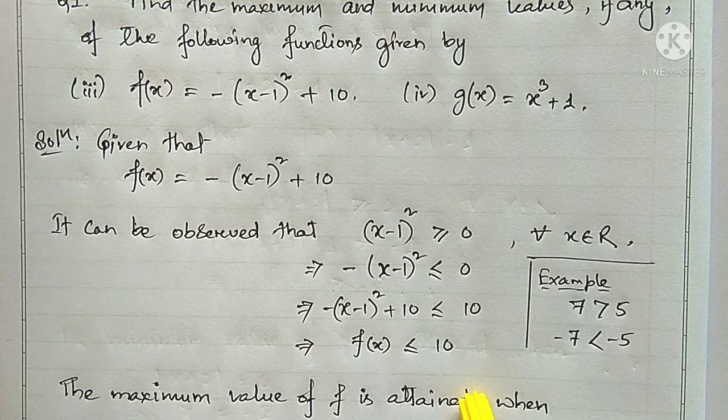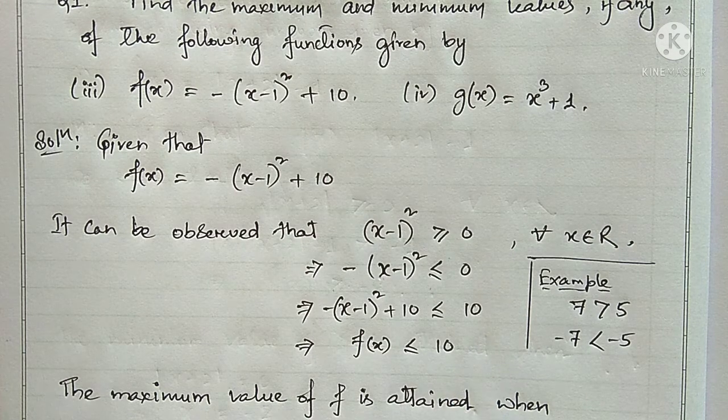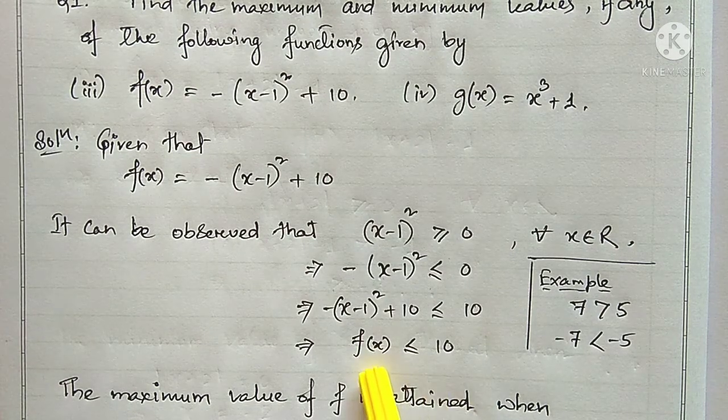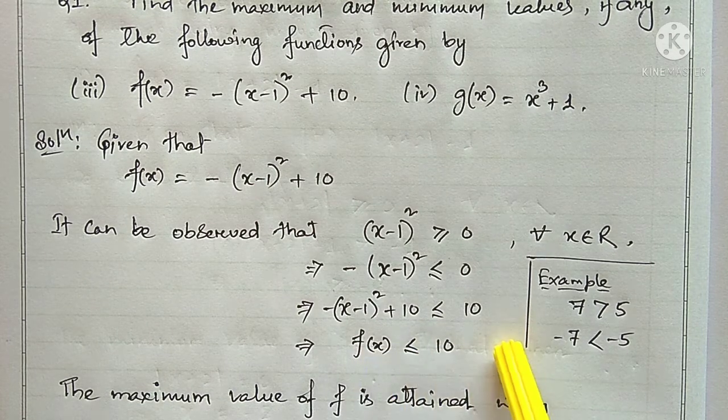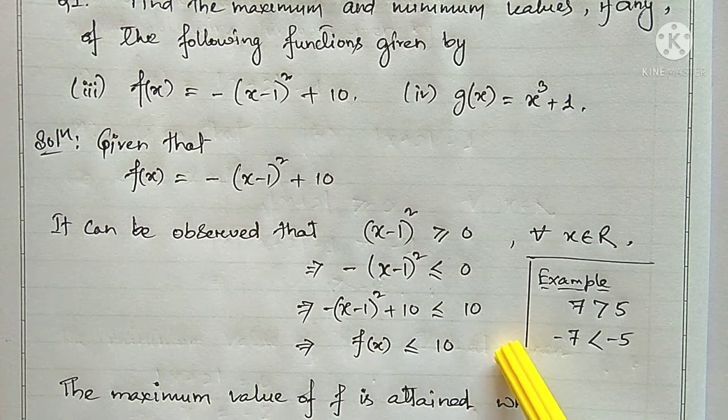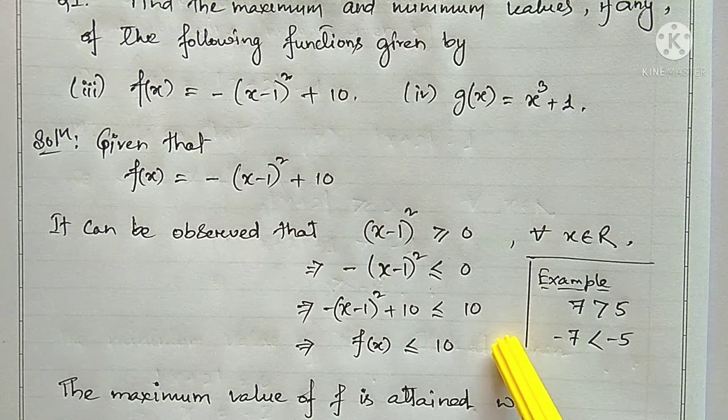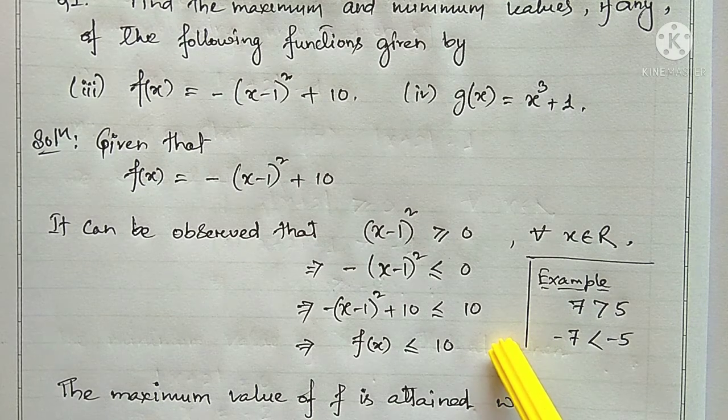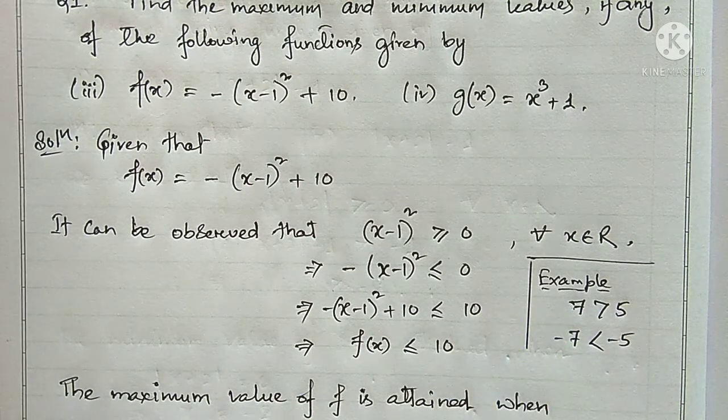If f(x) is less than or equal to 10, what is the meaning of this? That means the f(x) value is not more than 10. The meaning of this is f(x) is less than or equal to 10, which means the maximum f(x) value is 10. So that means here we get a maximum value. For that reason we write the next line.